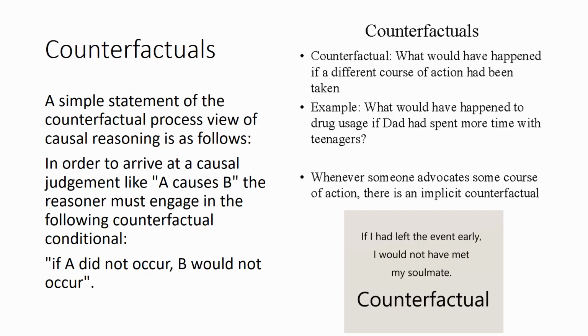Now, there are these things called counterfactuals which we have to consider in our arguments. If somebody says that A causes B, then he has to think about whether, if A did not occur, then B would not occur. What would have happened if I had taken a different course of action? Would the children still have taken drugs if dad had spent more time with the teenagers? Or, if I had left the event early, I would not have met my soulmate. These are all counterfactual arguments.